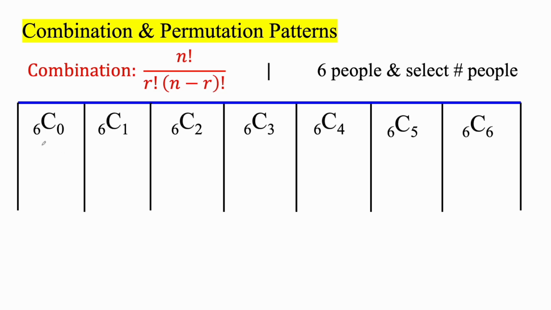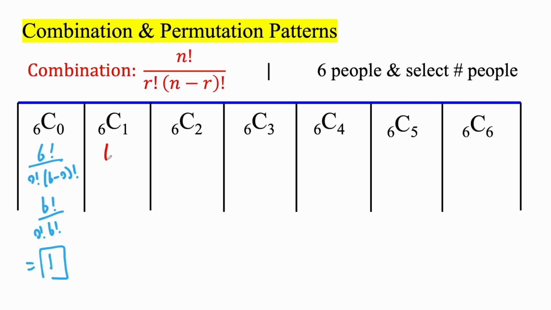So let's do this one. We have 6 factorial divided by, we're selecting 0, so 0 factorial times parentheses 6 minus 0, close it, factorial. So we have 6 factorial divided by 0 factorial times 6 factorial. We know 0 factorial is 1, and so everything just cancels out and we get 1 as our answer.